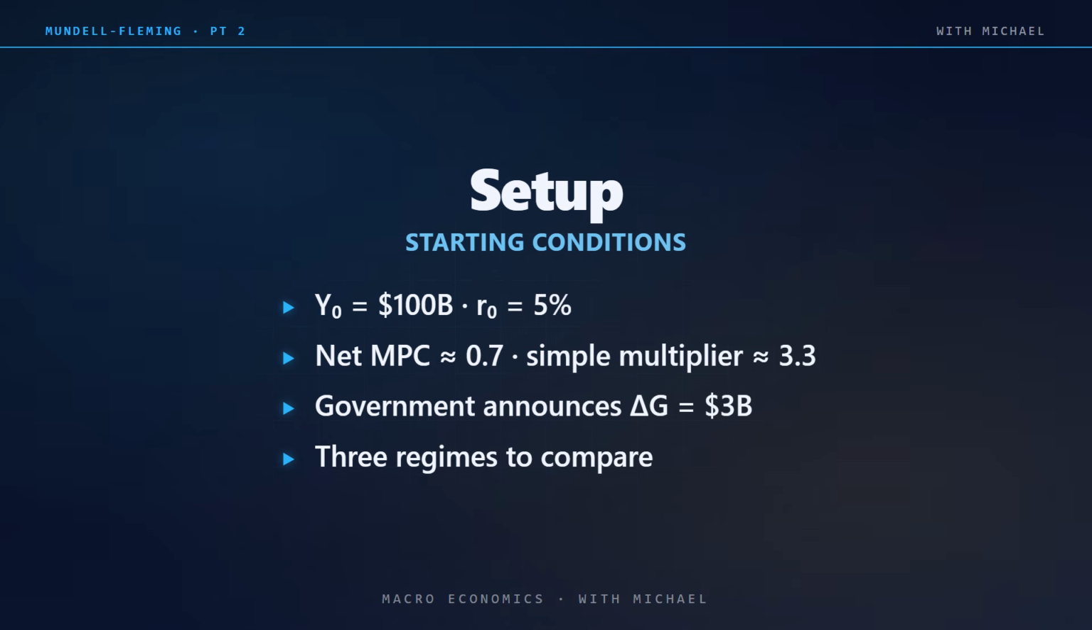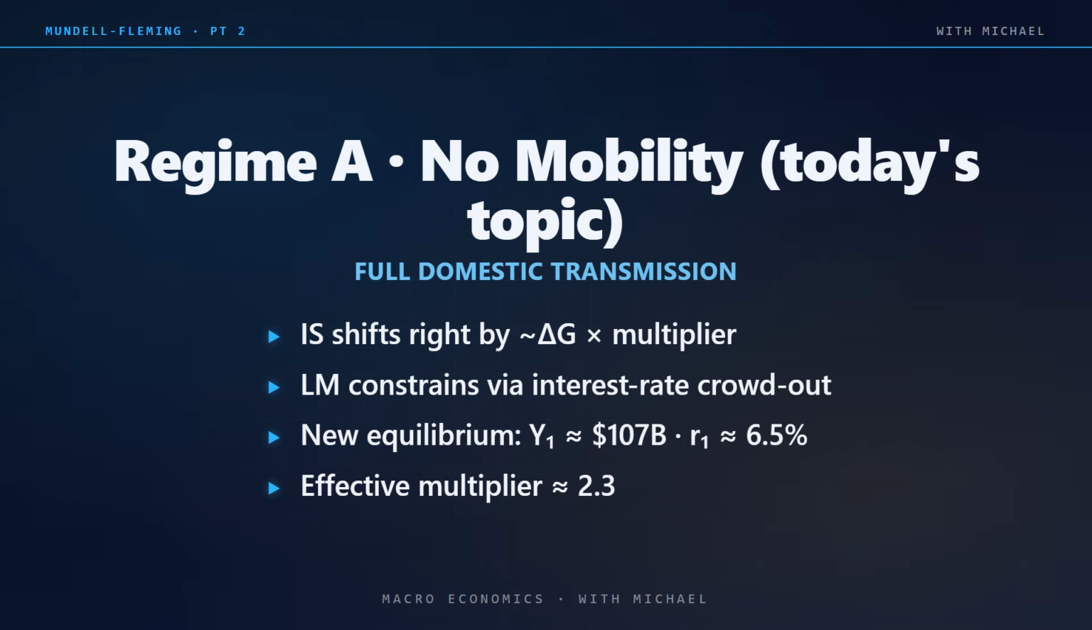Without LM constraint, output would rise to 110 billion. But the LM curve constrains us. As output rises, money demand rises, the interest rate rises, and investment falls. The new equilibrium ends up somewhere around 107 billion, with the interest rate now at maybe 6.5%. The multiplier is approximately 2.3, less than the simple multiplier of 3.3 because of the interest rate crowd-out.